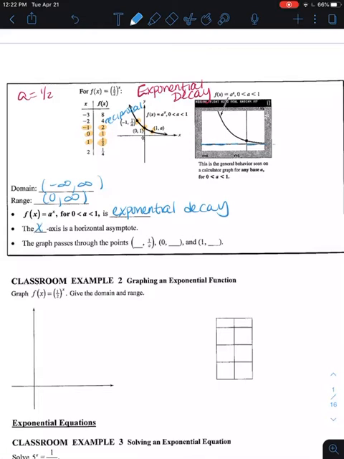Again, the x-axis is a horizontal asymptote. The graph passes through the 3 points, -1, 1 over a; 0, 1; and 1, a.